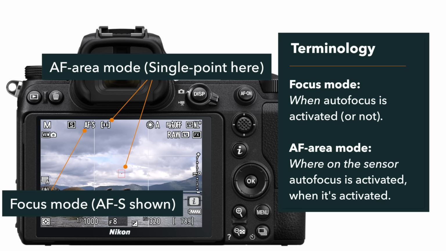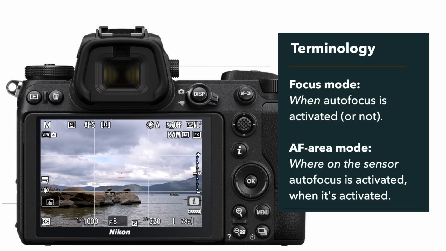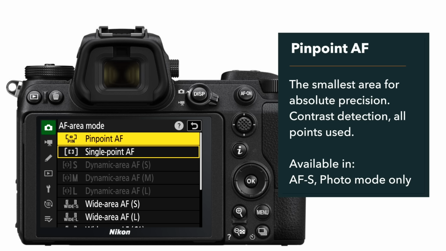So here are the available autofocus area modes across Nikon Z cameras. Yours may not have some of these. It may look different depending on the model that you have. But in general, the smallest mode that we're going to start with is Pinpoint Autofocus. This is the smallest, most precise autofocus zone available.